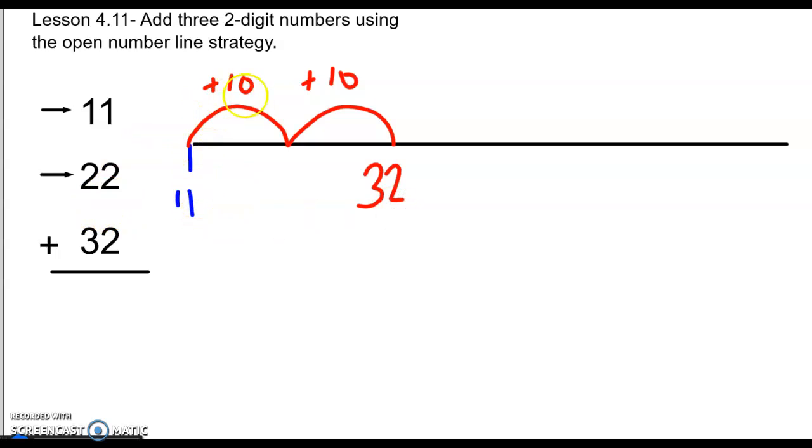Now we will count the number in the ones place. The number in the ones place is a 2, so we will make the hop of 2 ones. Plus 1, plus 1.